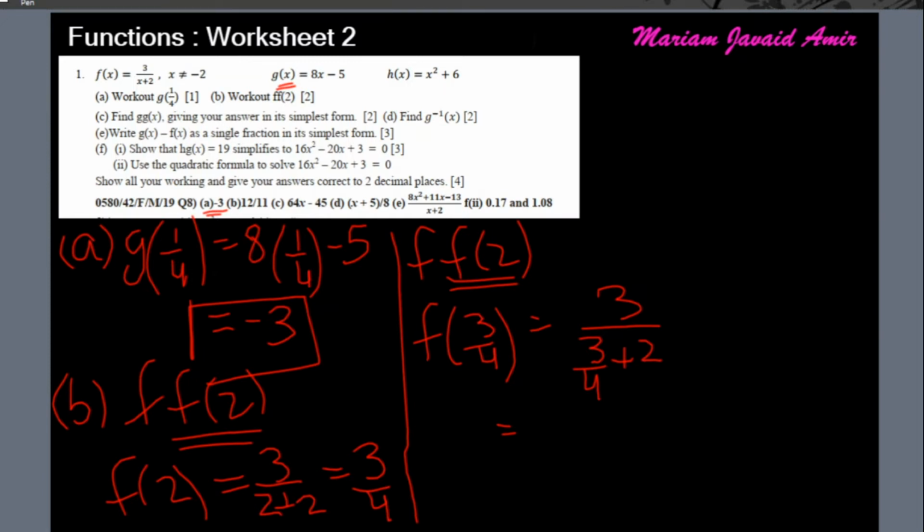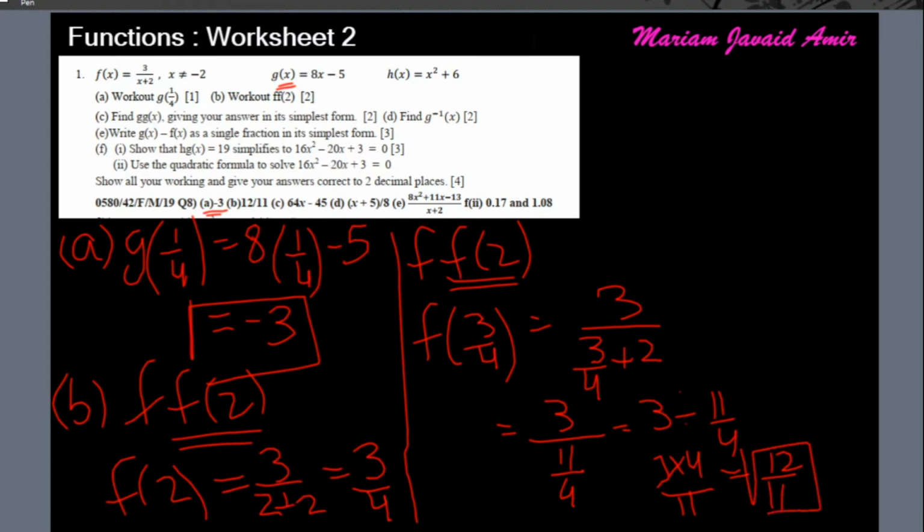Simplify it a little, and get the final answer. Take LCM here. 4 2s are 8, 8 plus 3 is 11, and then this is 3 divided by 11 over 4. Flip the fraction and we get 3 times 4 over 11, which gives 12 over 11. This is part B.